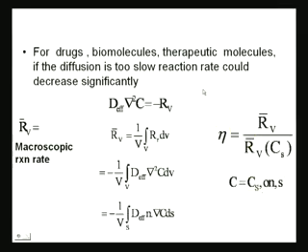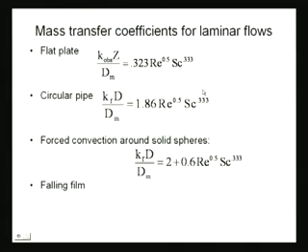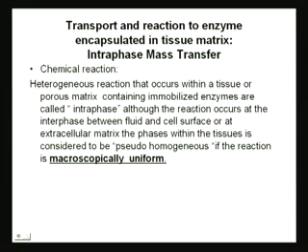So the idea was that when you have heterogeneous reactions, say, for example, reaction in a porous catalyst, the reaction itself is heterogeneous, but when you look at it macroscopically, from a large scale point of view, then you can assume the reaction to be homogeneous. Okay, what are the criteria?